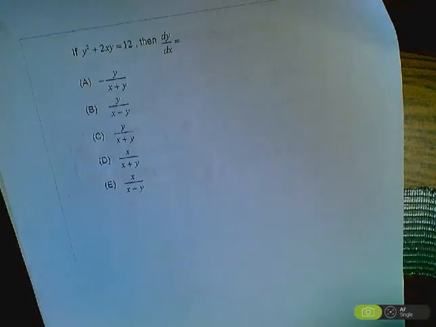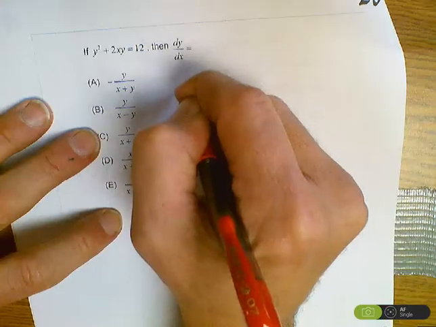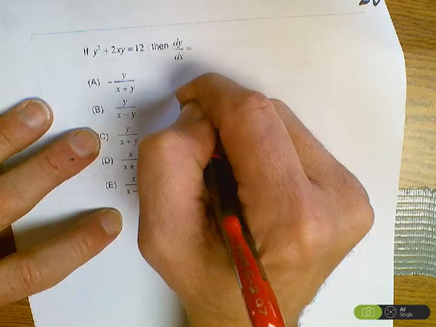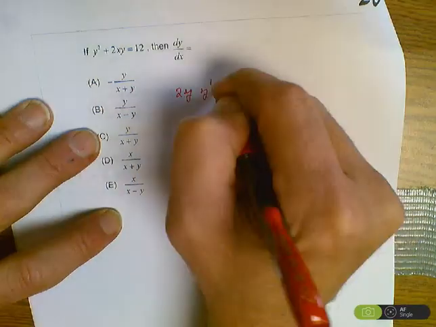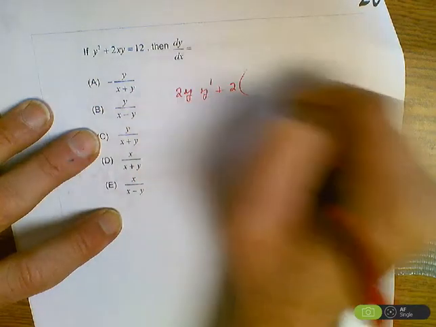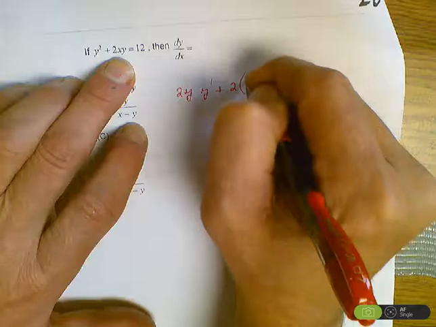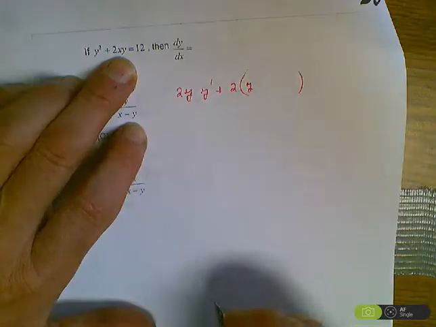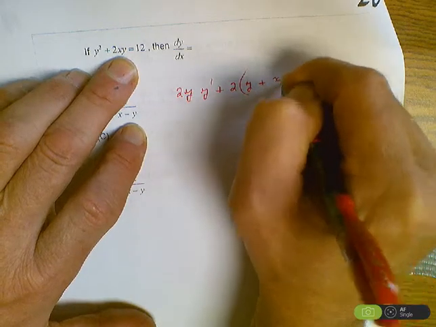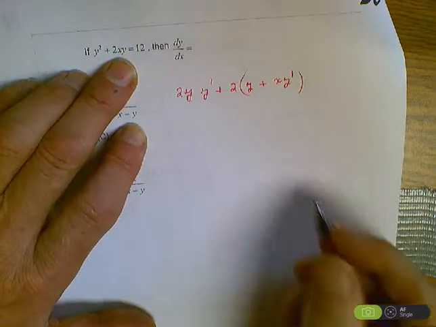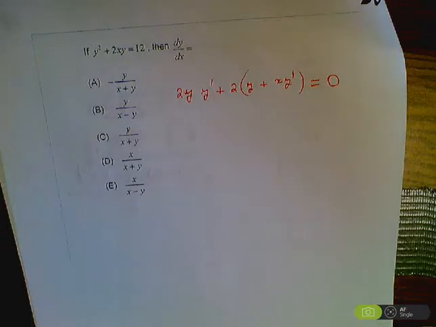Implicit differentiation again. Okay, just find the derivative. Ready? Okay, let's take the derivative of y squared: 2y, y prime, plus 2 times... the derivative of x is 1, so 1 times y is just y, plus the derivative of the next thing would be x times y prime. Okay, that's done. Equals, what's the derivative of 12? 0.